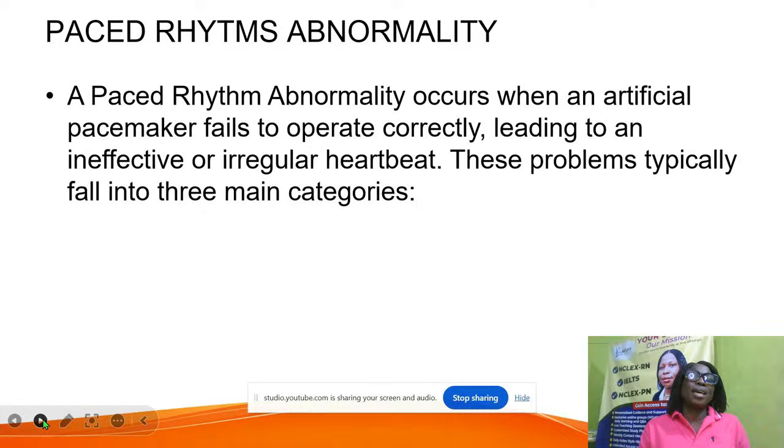So let's go to paced rhythm abnormalities. There are three specific abnormalities that can occur in paced rhythm.